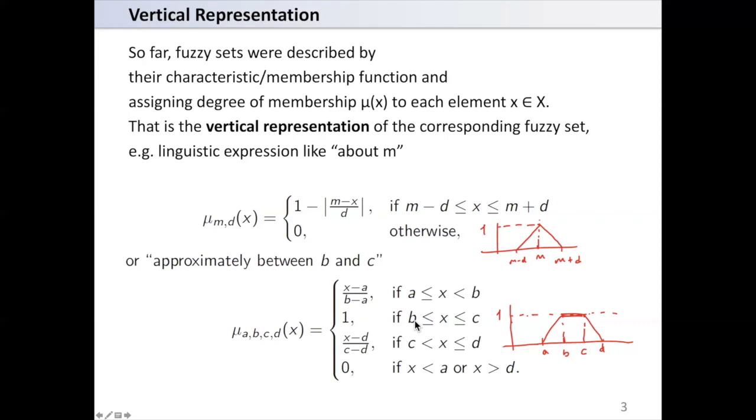If x is between b and c in this region, the value is 1. And when x is between c and d in this region, the value of the membership is (x minus d) divided by (c minus d). And at any point less than a here or greater than d, the value is 0.